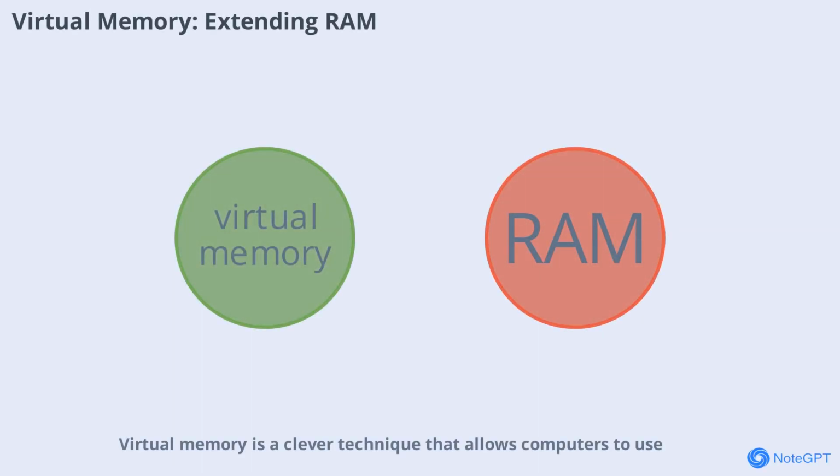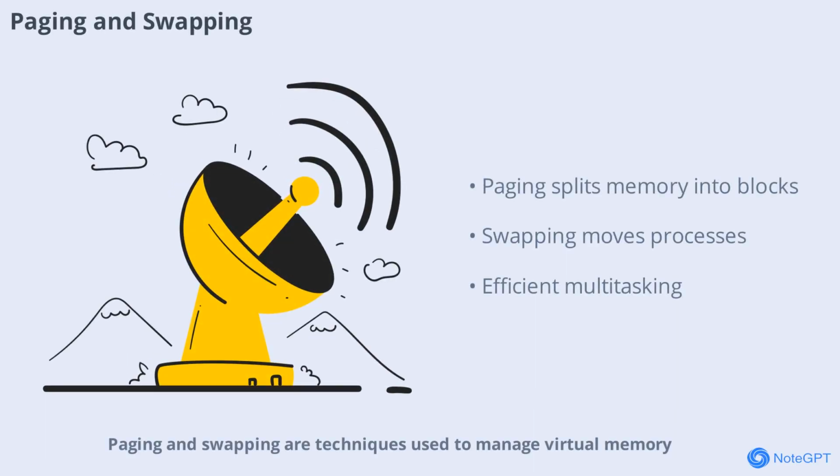Virtual memory is a clever technique that allows computers to use part of their secondary storage as if it were additional RAM. When RAM is full, the operating system moves less used data to the hard drive, freeing up space for active programs. This process is invisible to users and helps computers run larger applications than would otherwise fit in physical memory.